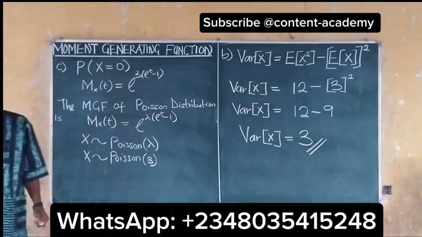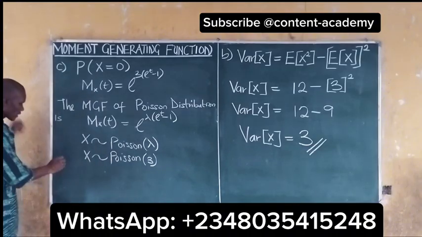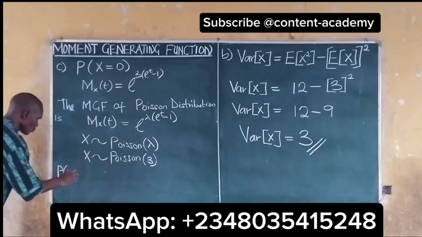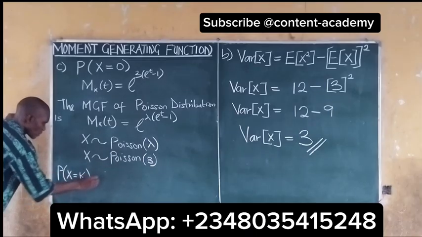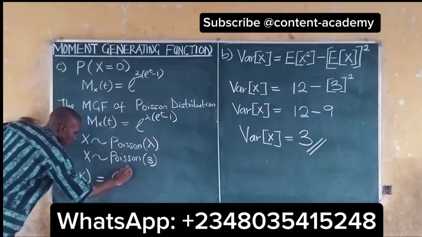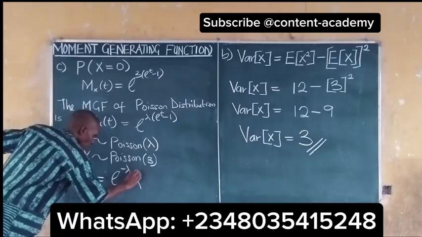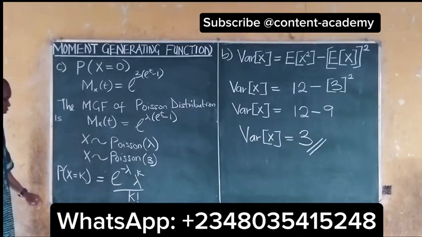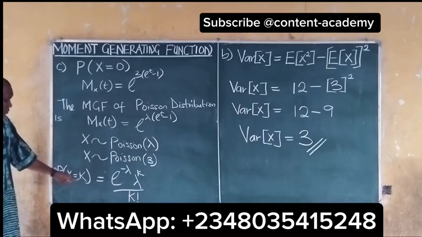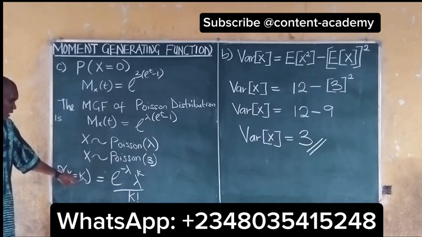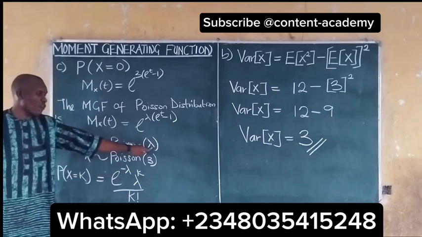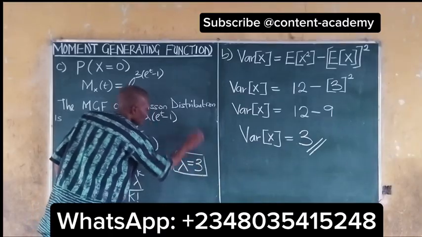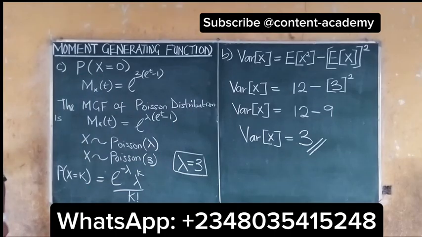So it's very simple. How do we now compute what we have here? We should know that the probability, if we have something like this, is equal to exponential negative lambda, lambda raised to the power of k, all over k factorial. So if we have the probability of x equal to 0, it means that anywhere we see k, we put 0. We already have our value for lambda, which is equal to 3. So we should take note of this. Now, we move over to this other side of the board.